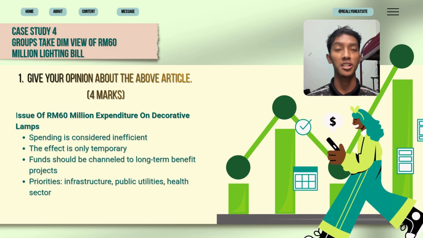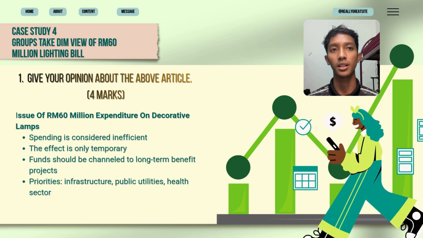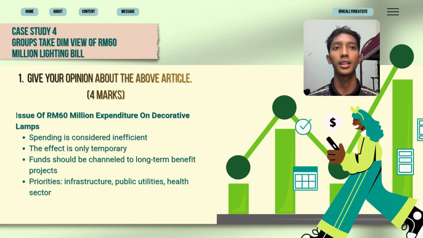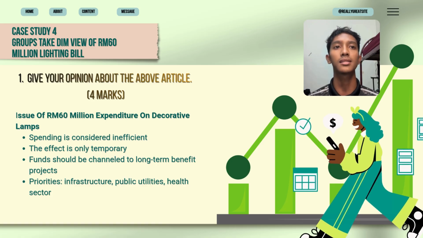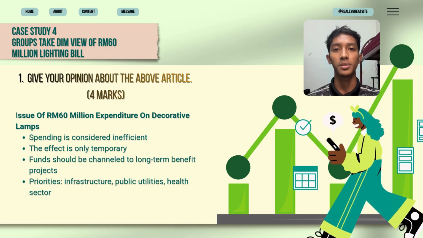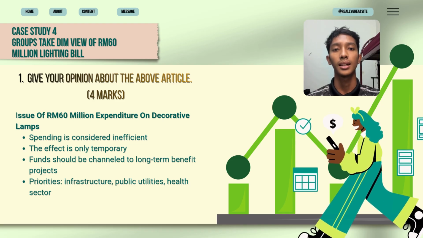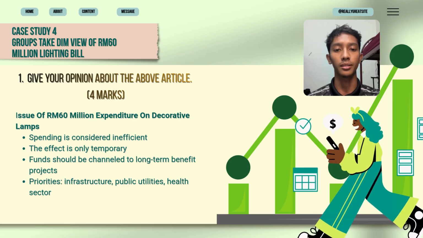In my view, the decision by the local government to give 2 million to each of the 30 municipal councils for festive decorative lighting is excessive and economically inefficient. While the aim is to attract tourists, such lighting provides only short-term benefit and little lasting value for the public. From a public finance perspective, taxpayer money carries an opportunity cost, and it should be directed to projects that generate long-term social and economic return.